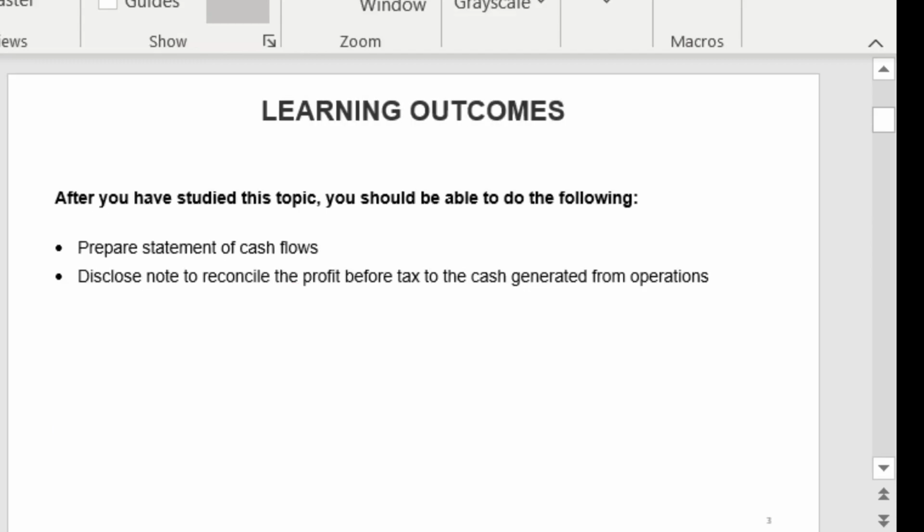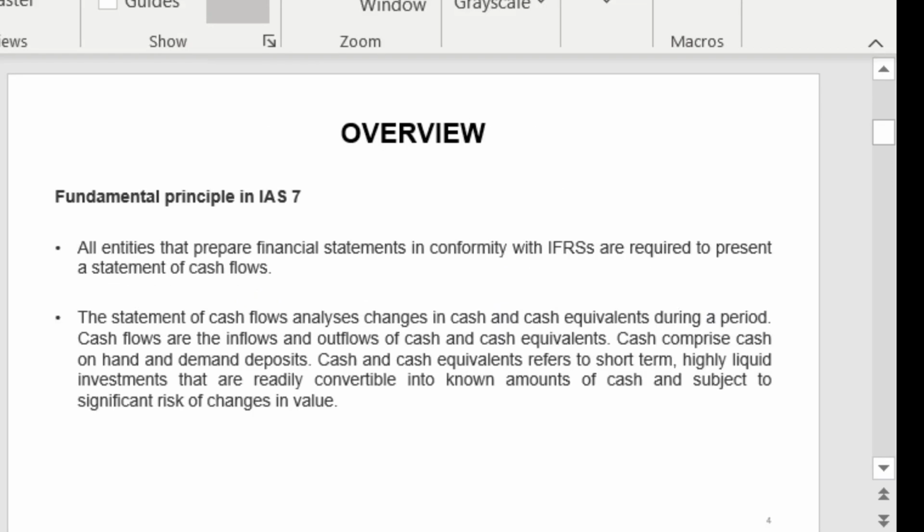After you study this topic, you should be able to prepare the statement of cash flows. You should also be able to disclose the note that reconciles the profit before tax to the cash generated from operations. Now, let us look at the overview of this standard.